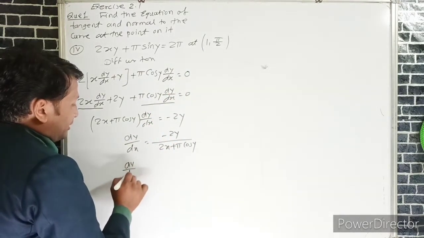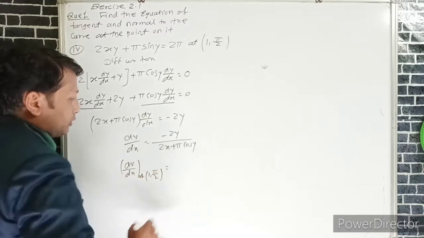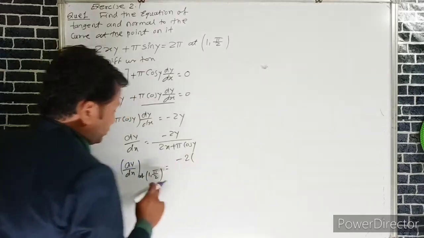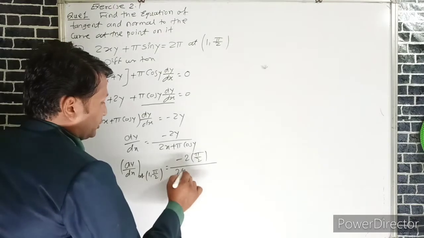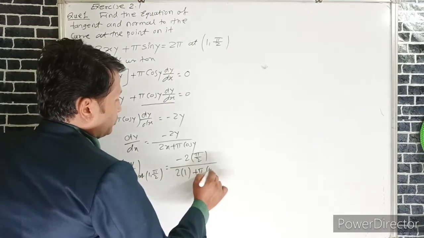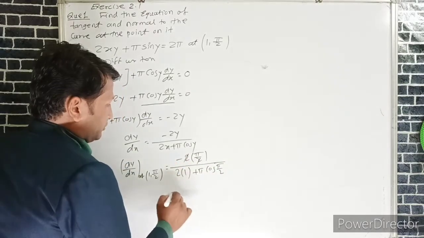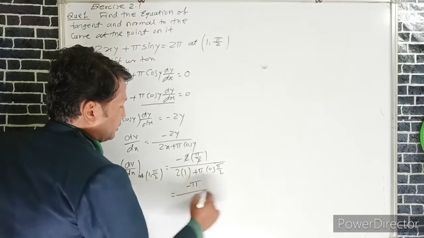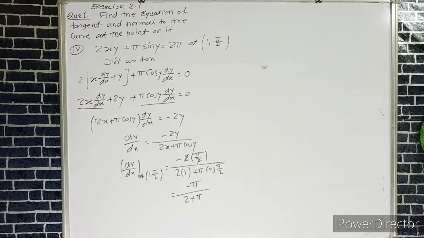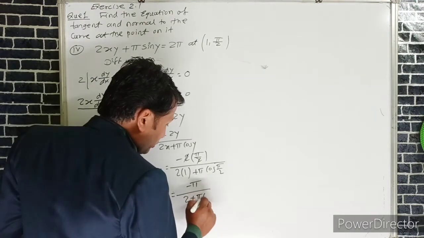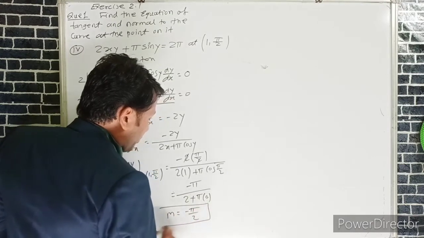Here dy upon dx at (1, pi by 2) is equal to minus 2 into the value of y, which is pi by 2, upon 2 into the value of x, 1, plus pi into cos of pi by 2. Here 2 gets cancelled. We can write minus pi upon 2 plus pi into the value of cos of pi by 2, which is 0. It means that slope m is equal to minus pi by 2.